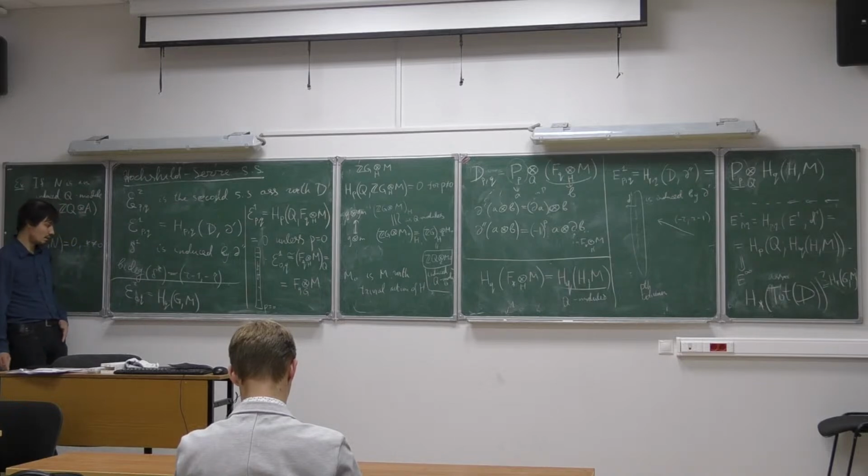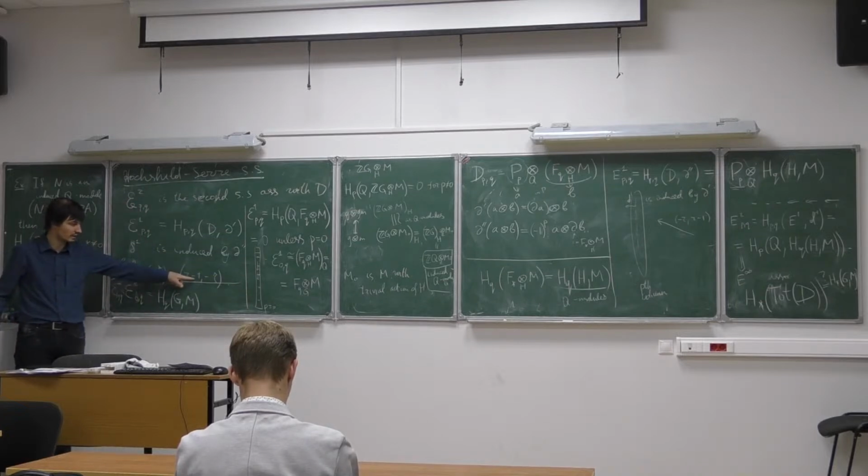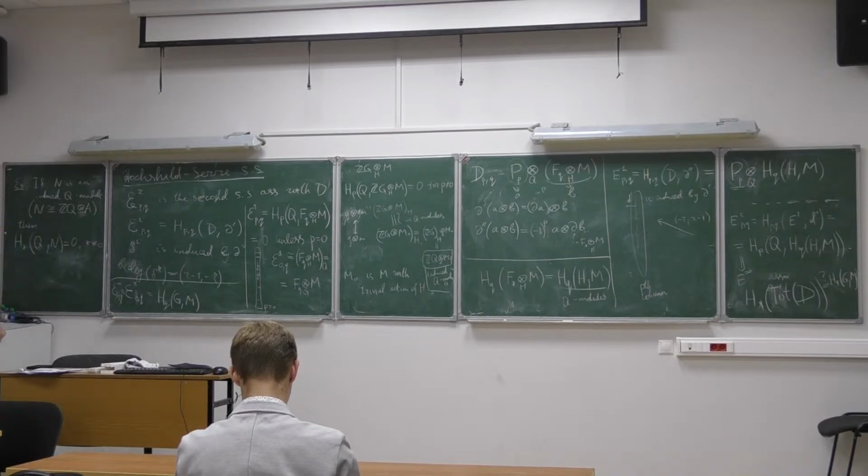Well, but now, okay, so this is the second term, but I claim that this is the limit term as well. Why? Because we have only one column, and all other differentials are trivial just by dimensional reasons. And so what do we see? We see that this is the limit term.